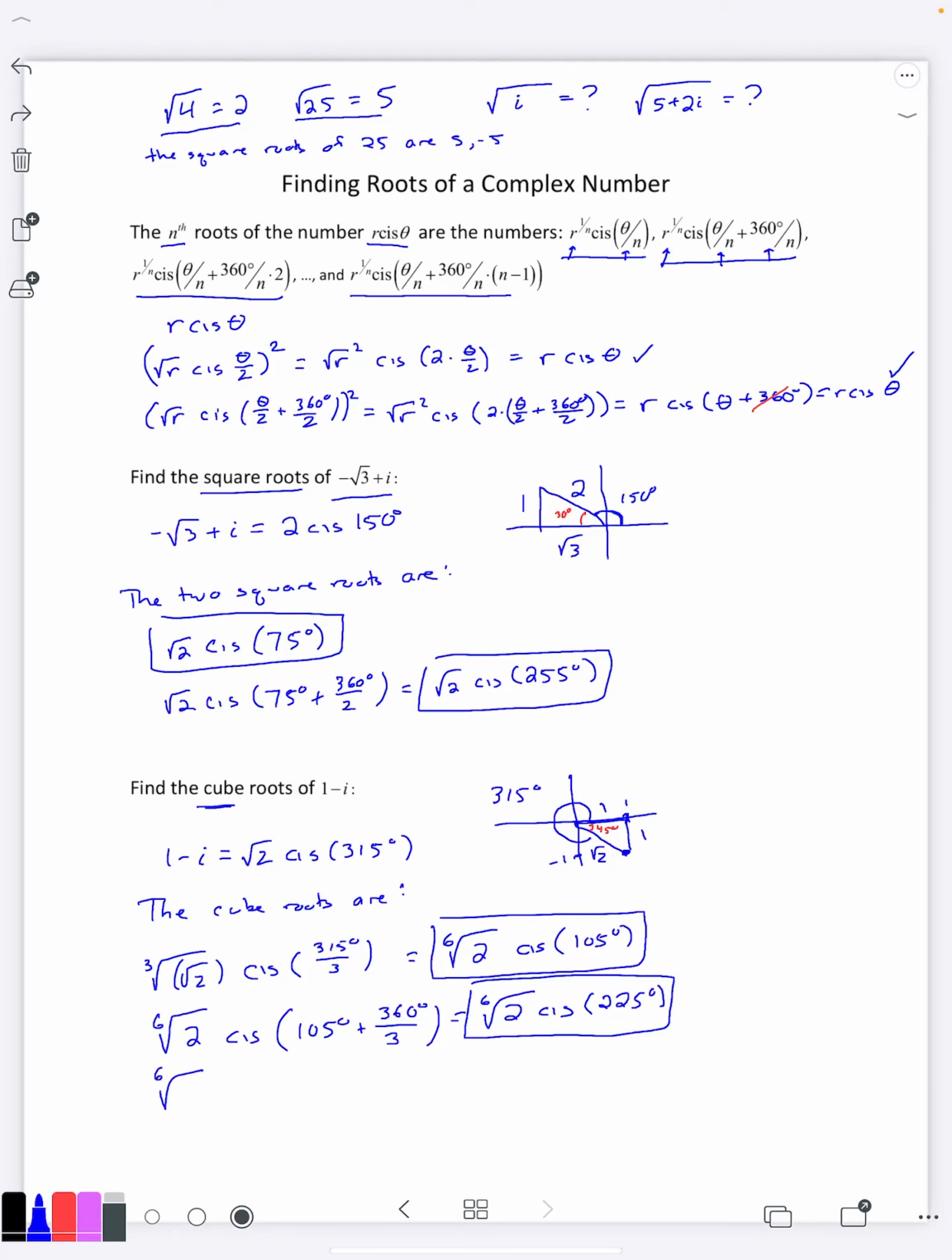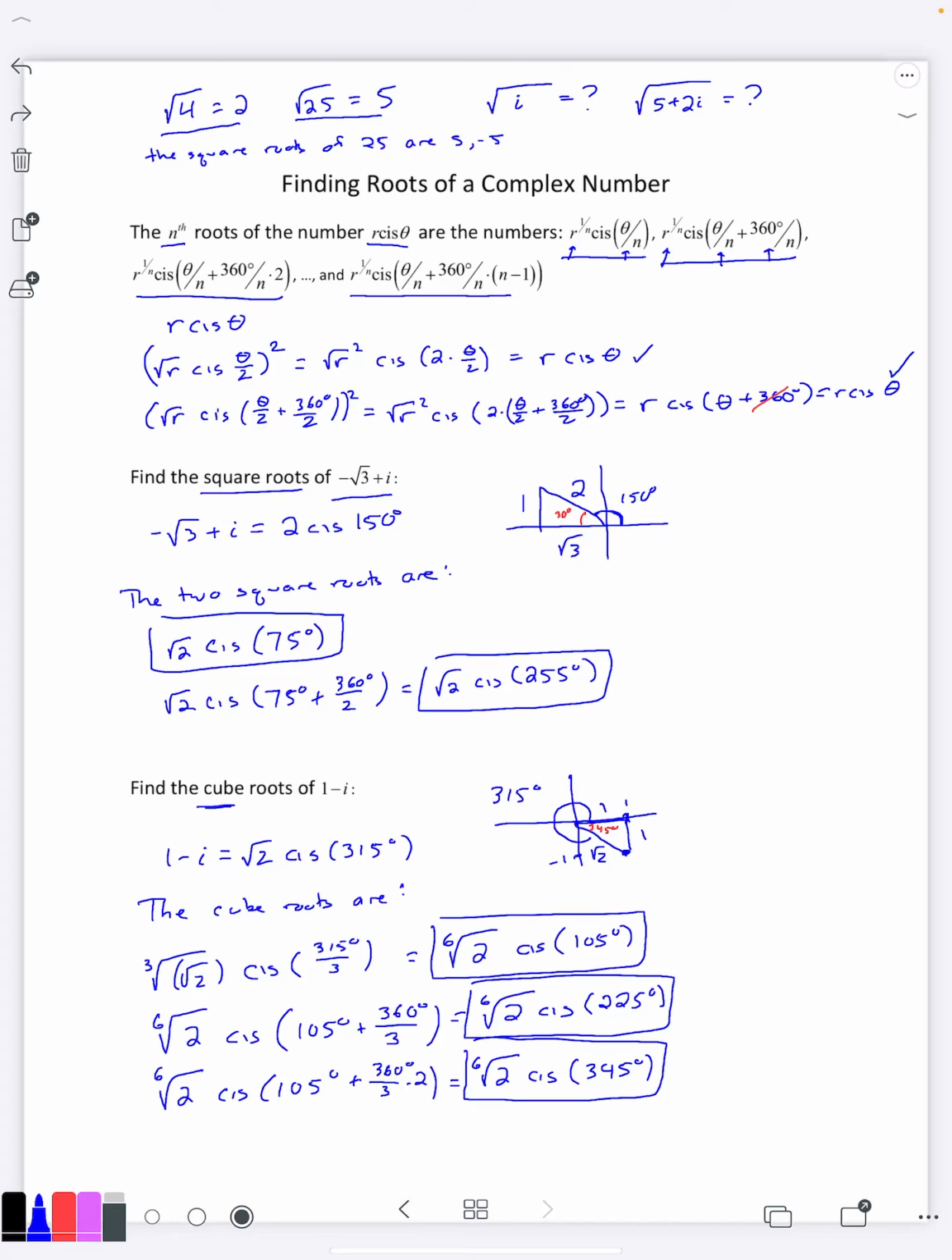And then our third cube root, again, you keep the same magnitude, 6th root of 2. You keep the same starting angle, 105. But this time, we're going to double the amount of the rotation. So previously, we added 120 degrees. Now we're going to add 240. And we're going to get the 6th root of 2 CIS 345 degrees. And this will be our third cube root.